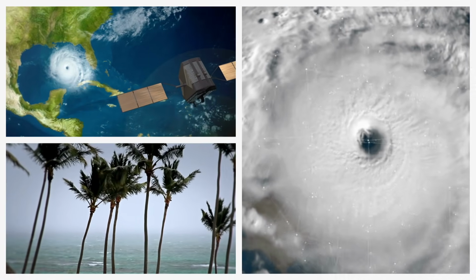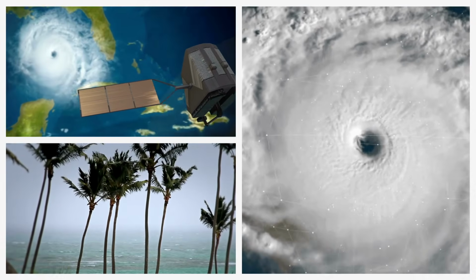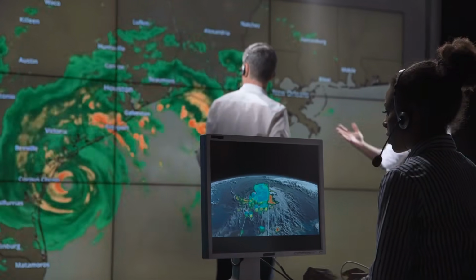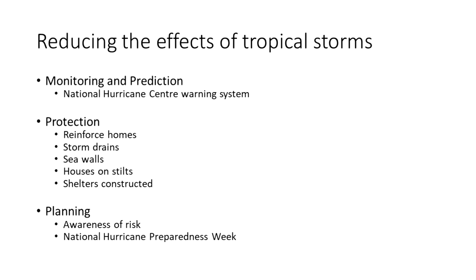Now, when it comes to protecting and reducing the effects of tropical storms around the world, there are the 3 Ps again. We looked at these for tectonic hazards. So when it comes to reducing the effects of tropical storms, we can monitor and start to predict the tropical storms. We've got the National Hurricane Center in Florida, which helps to warn and predict when these tropical storms are going to affect people. We've got lots of protection elements such as reinforcing homes, creating storm drains to help with the storm surge, building seawalls, creating houses on stilts, and again constructing shelters for evacuation.